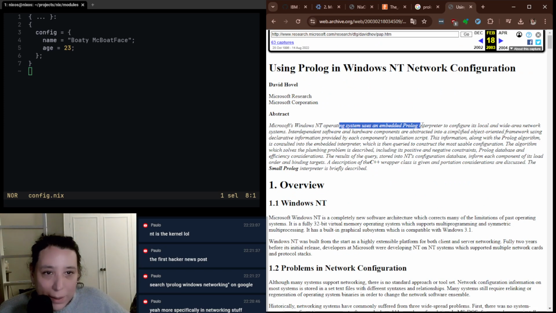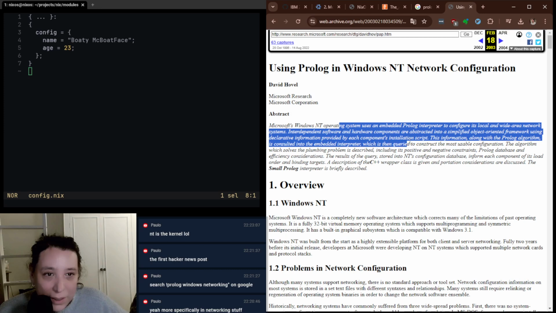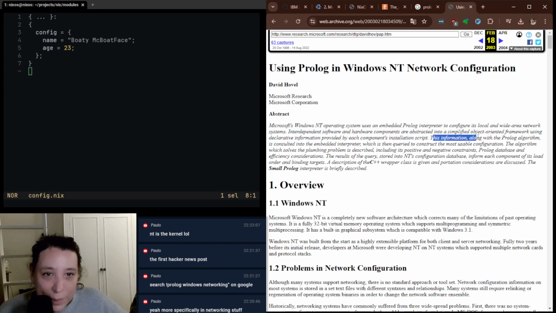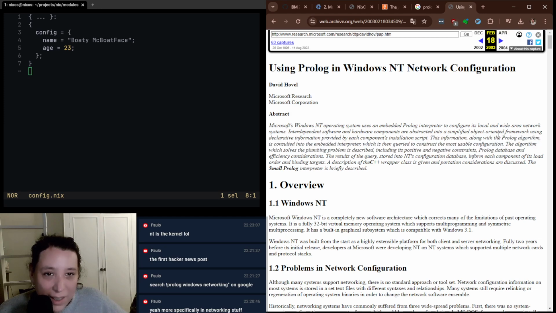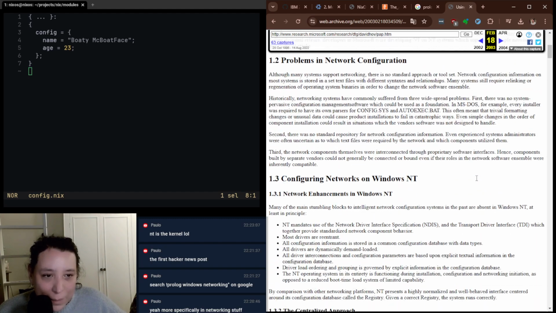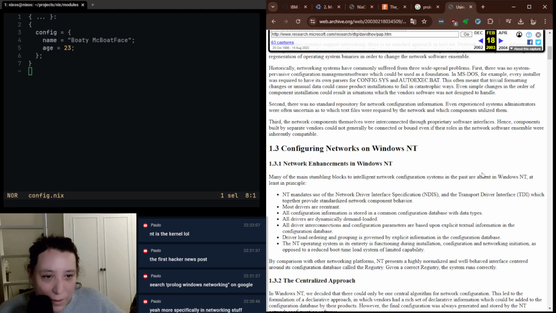NT operating system uses an embedded Prolog interpreter to configure its local and wide area network systems. Independent software and hardware components are abstracted into a simplified object-oriented framework using declarative information provided by each installation script. This information, along with the Prolog algorithm, is consulted into the embedded interpreter, which is then queried to construct the most usable configuration. All right, I can imagine seeing this used for networking where routing and other things is just a whole bunch of facts, and then it can solve for something, like the best way to get somewhere or whatever.